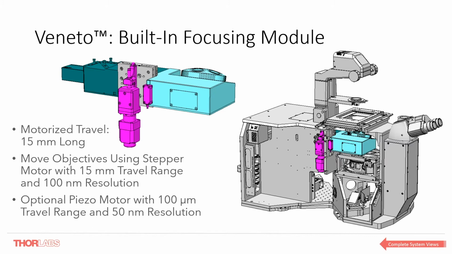Additionally, there's a 100 micron piezo that is integrated into the focus mechanism. That means that anywhere in the 15 millimeters of motorized travel, the user has access to 100 microns of 10 nanometer resolution rapid piezo stepping. This allows for rapid Z-sectioning with any of the attached objectives. With 100 nanometer steps, it's possible to image up to 15 Hz.